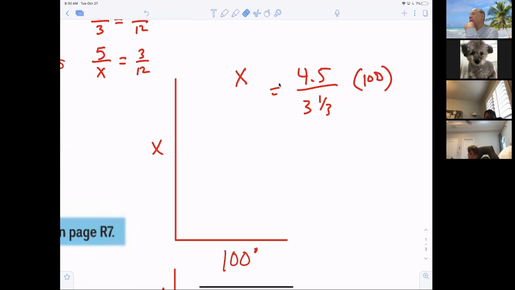So now somebody tell me what 4.5 times 100 divided by 3 1/3 is. So 135 feet. Anybody else get 135 feet? So the tower is, in fact, 135 feet tall. Yeah, we believe you, Sam.